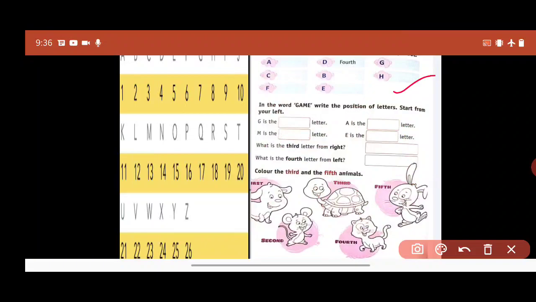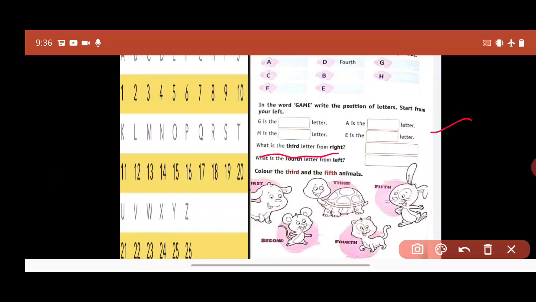Next question. In the word game, write the position of letters. Start from your left. The word game is over here. You have to see that G is which letter, starting from your left. So G is at the first place. So it is the first letter. So you have to write first over here. Similarly, you have to do all these parts.